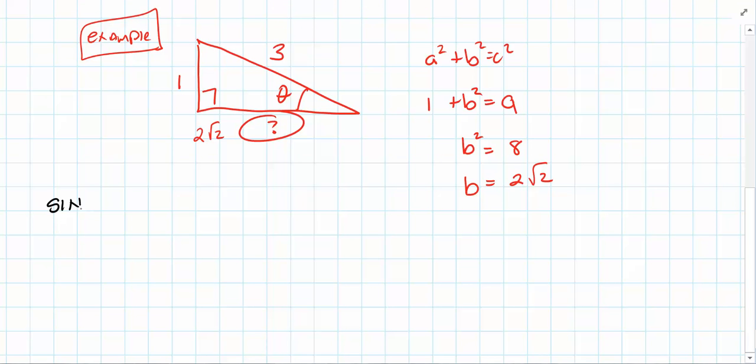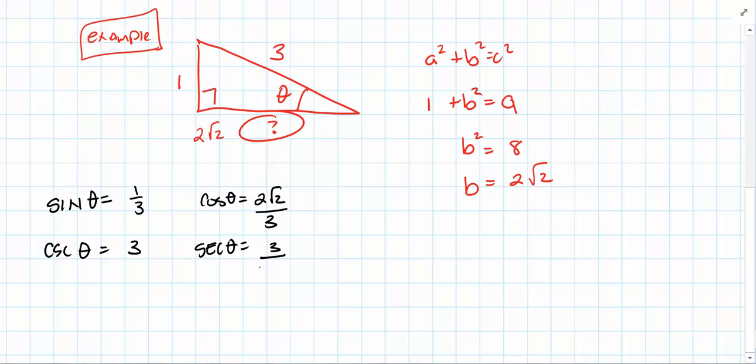So the sine of my angle theta has to be the ratio of the opposite over hypotenuse. That has to be 1/3. So that means that the cosecant of theta must be 3. The cosine of my theta must be 2 rad 2 divided by 3, or the adjacent over the hypotenuse, which means that the secant of theta has to be 3 over 2 rad 2.